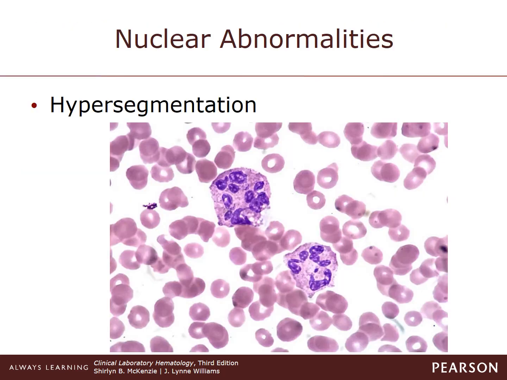Now the other nuclear abnormality would be hypersegmentation, where you have larger than normal neutrophils with 6 or more nuclear segments, which is an early indicator of megaloblastic anemia, usually caused by folate or vitamin B12 deficiencies, as seen in Chapter 15 last semester.